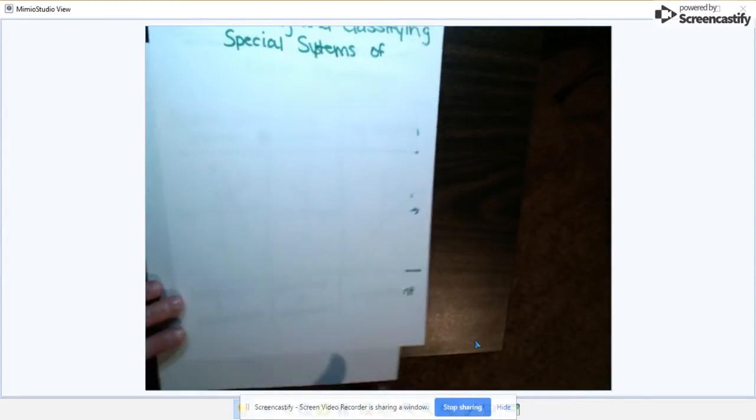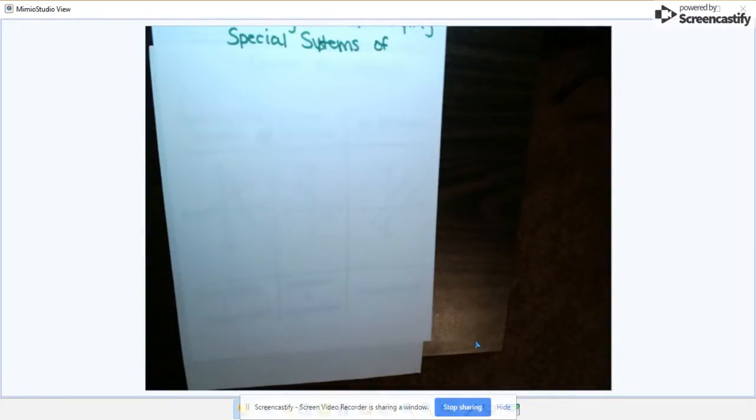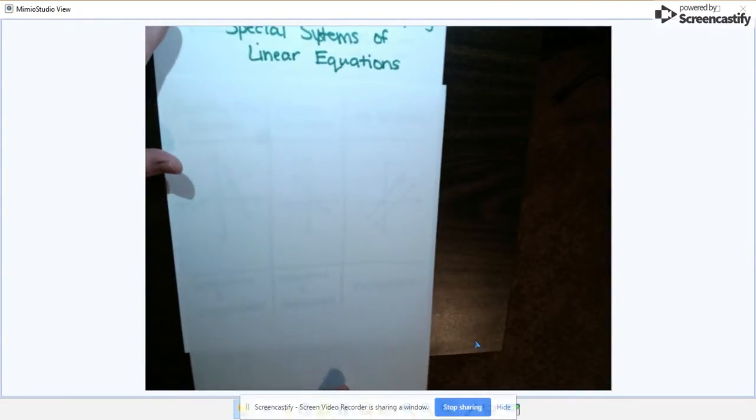All right, we are going to take our systems of equations that we've been dealing with, and now we're going to classify them once we solve them.